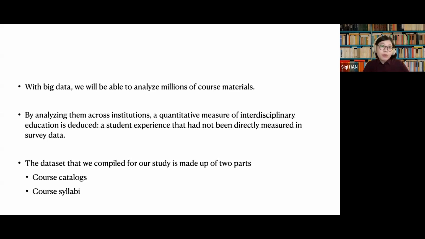To refresh your memory, we want to build some sort of quantitative measurement of interdisciplinarity out of the unstructured textual data. And we do it with two kinds of course materials. One is called course catalogs, where you probably already know that if you go to a course catalog website, for example, CHK's course catalog, then you can see all the departments and all the course offerings. Each course has one or two paragraphs of description saying what this course is about. This is one type of data.